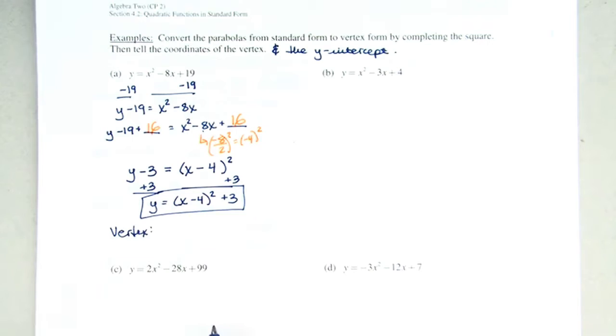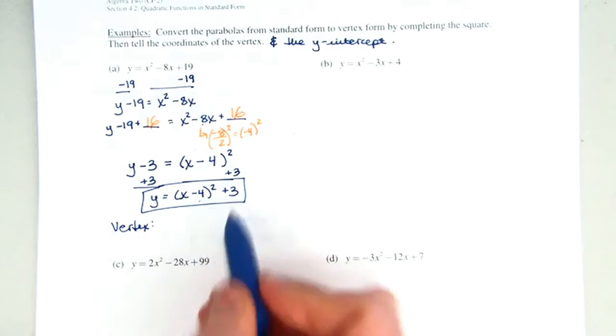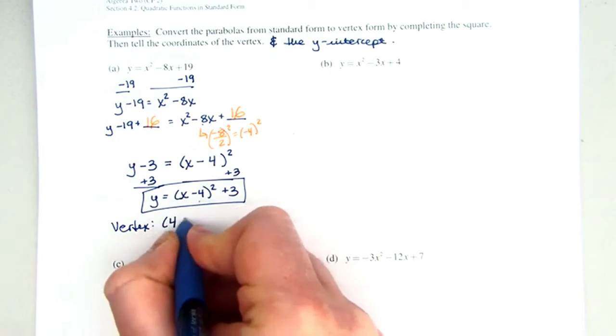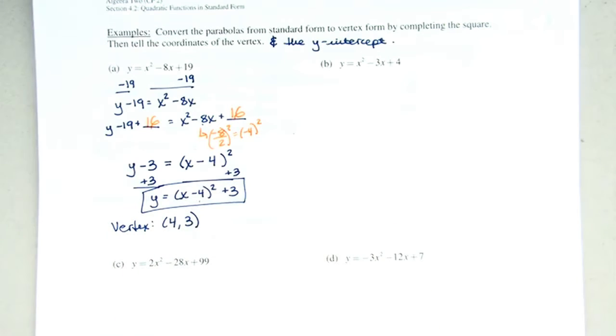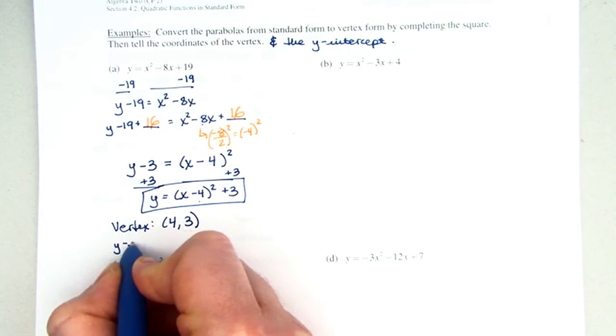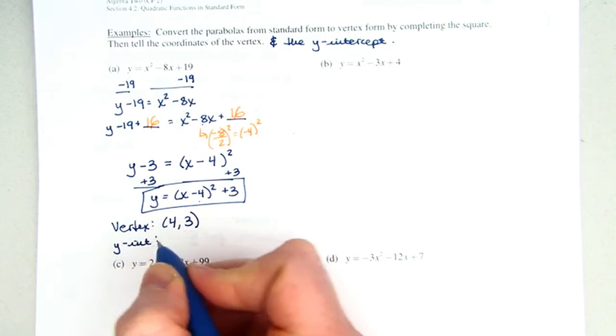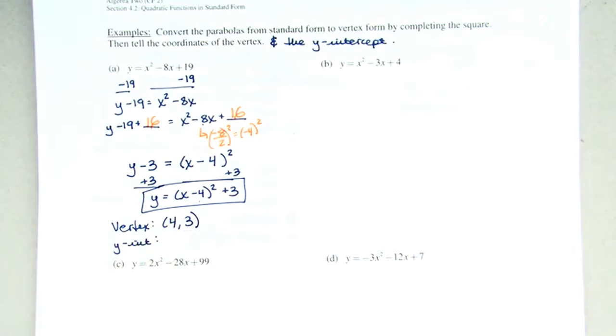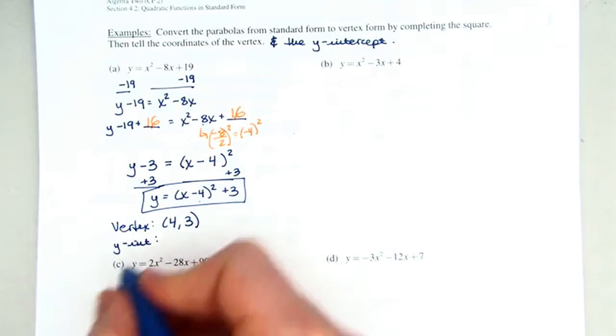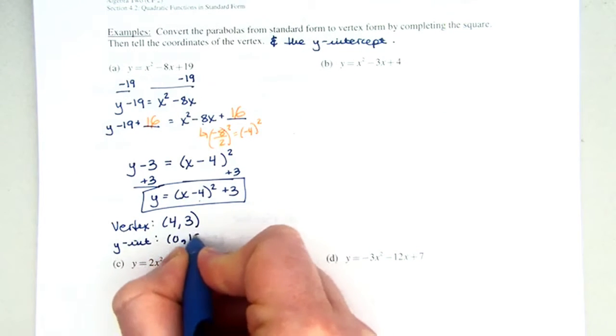What are the coordinates of the vertex? This parabola was moved right 4 up 3, so my vertex is (4, 3). Y-intercept, you're not going to look at that answer. You're going to go back to the beginning and look at your standard form. What are the coordinates of the y-intercept? I hope you're saying (0, 19).